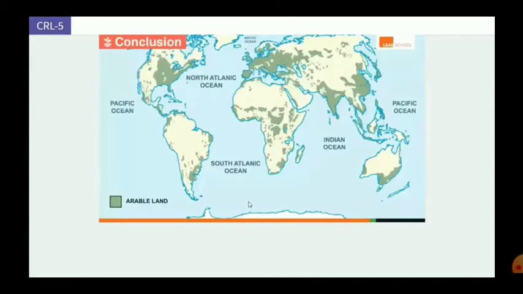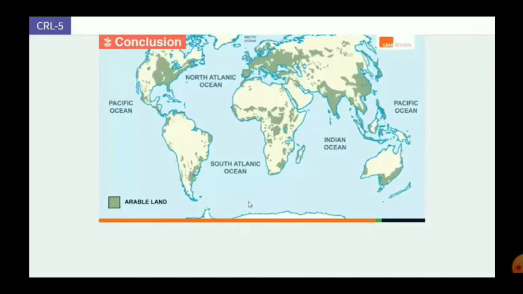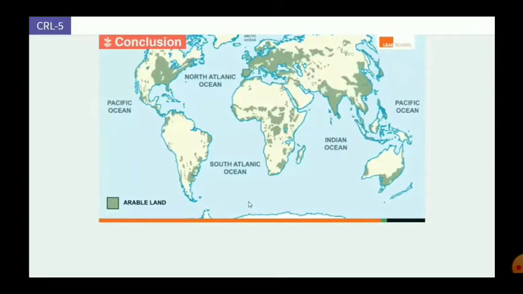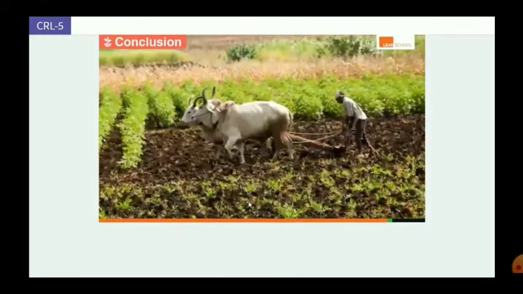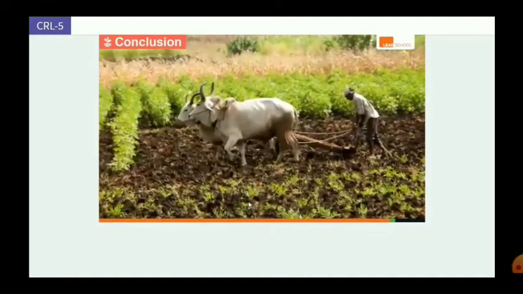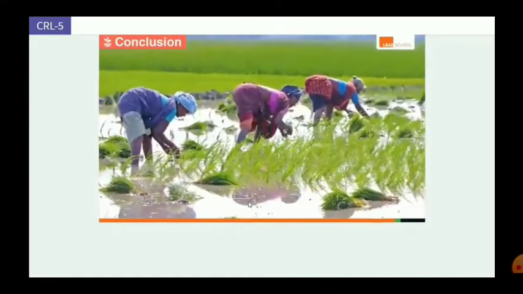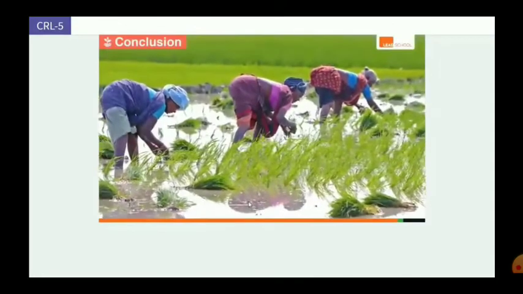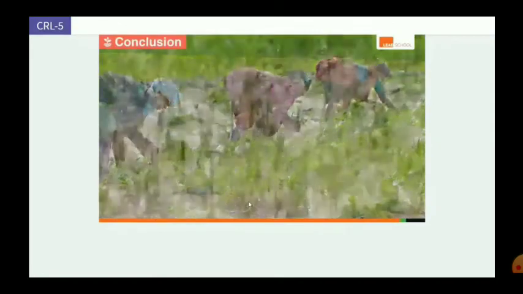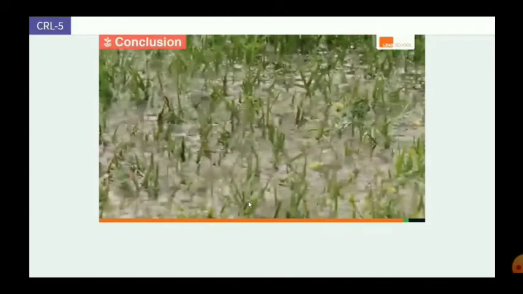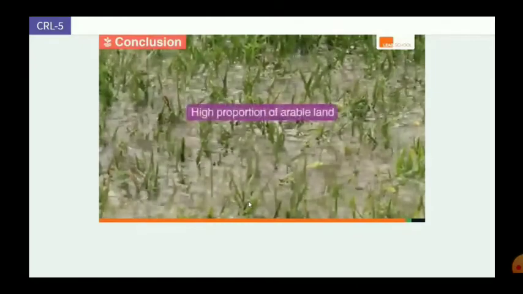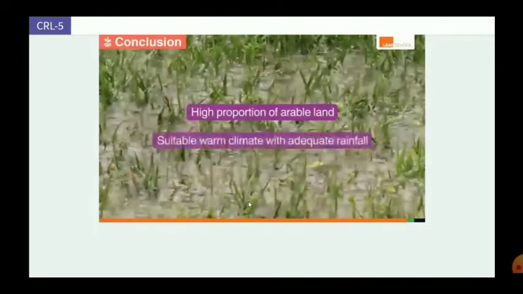Based on these factors, you can see that this map shows how there are some regions in the world that have more arable land than others. Can you see how almost all of our country's land is arable? As we saw earlier, agriculture is the most common economic activity in India. While there are reasons like low levels of education and skill development that push more people into farming, the main factors that make agriculture so common in India are the high proportion of arable land and a suitable warm climate with adequate rainfall.